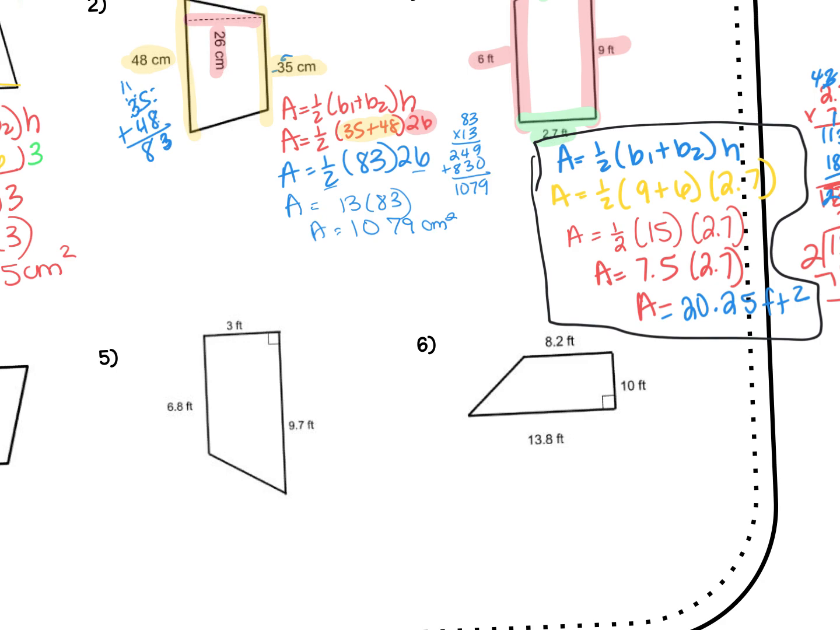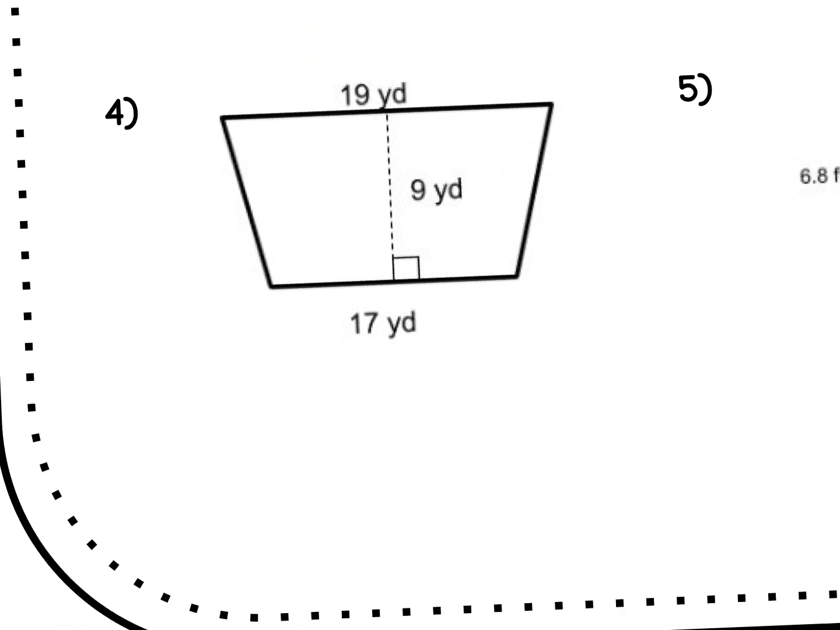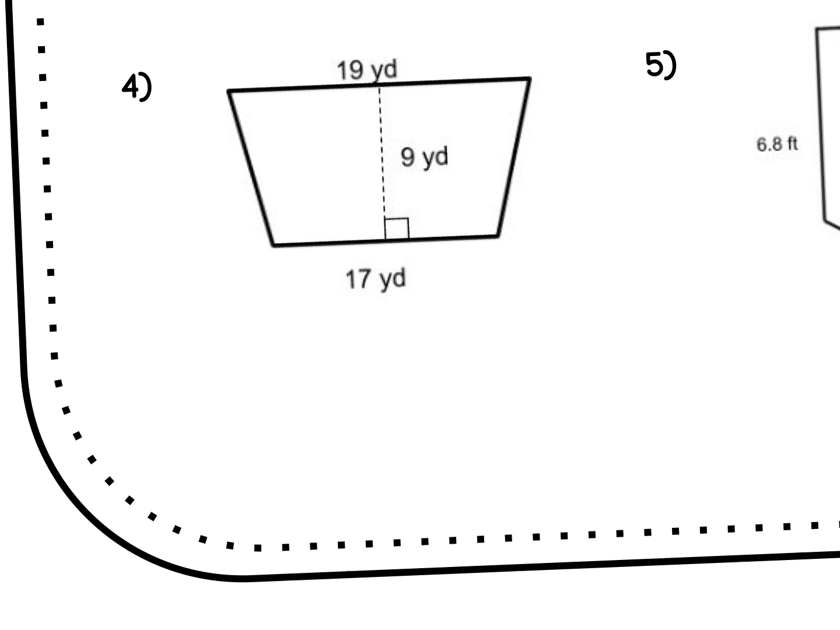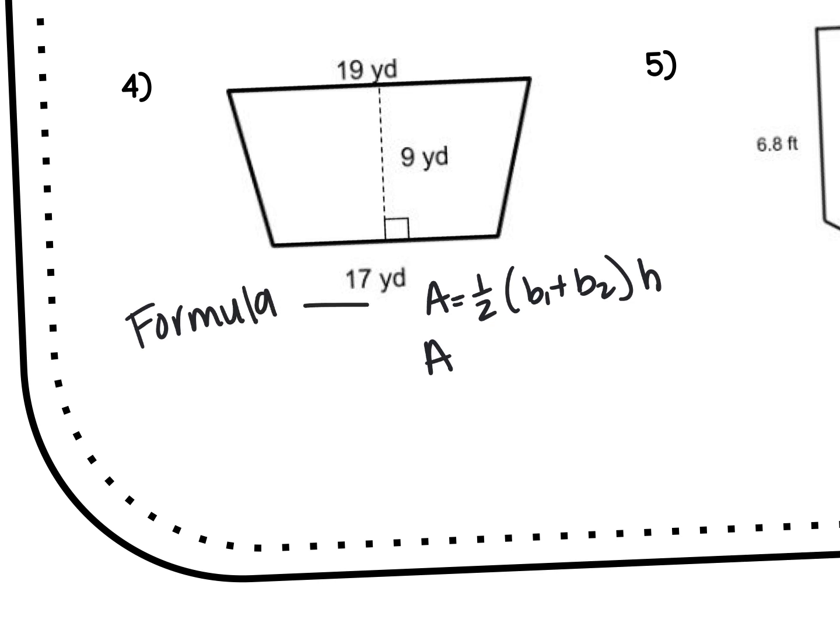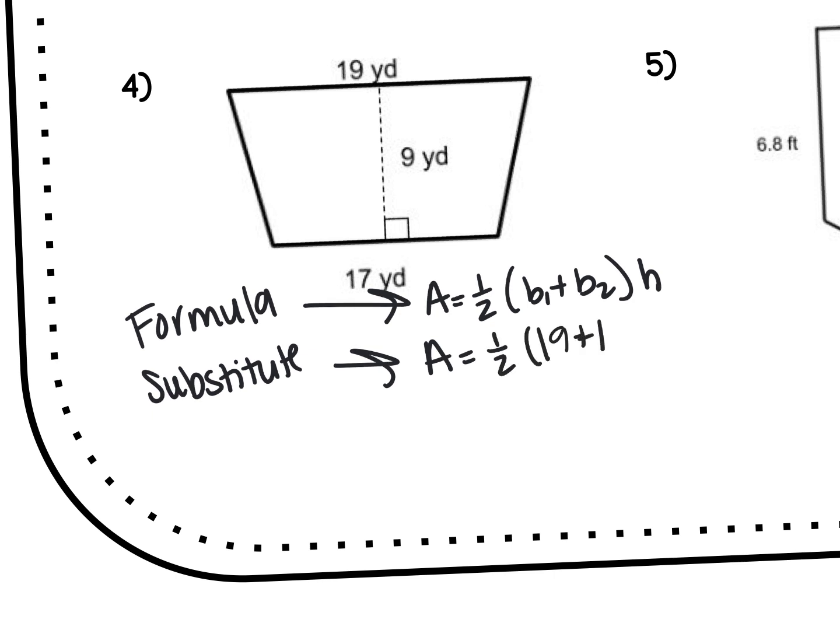Okay, so let's work on these last 3. Let's see. That's a trapezoid. Area equals half base 1 plus base 2 times height. That's the formula. So I'm just going to write down what each step is. Formula, substitute, and then right here, you're going to solve.